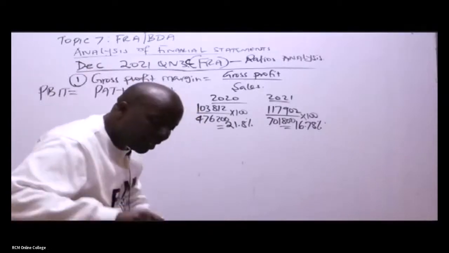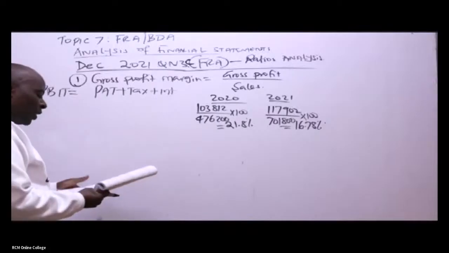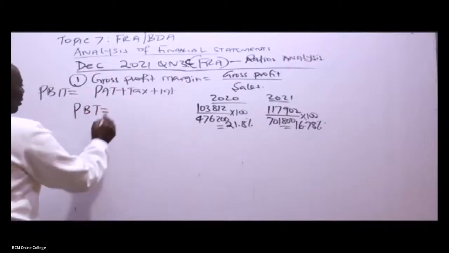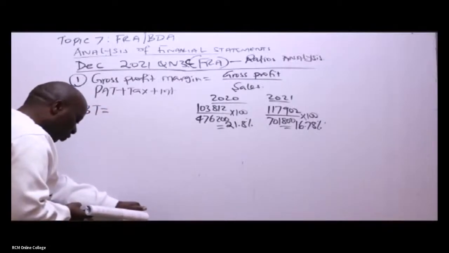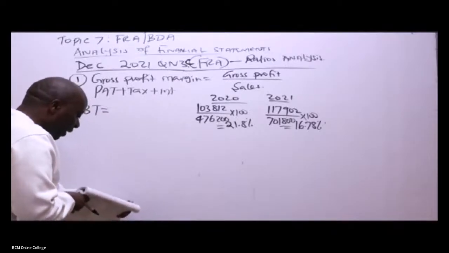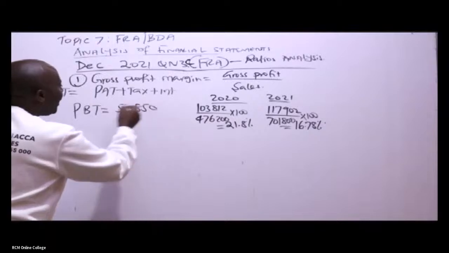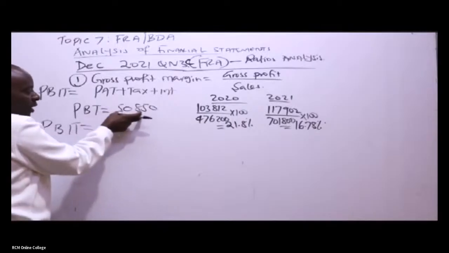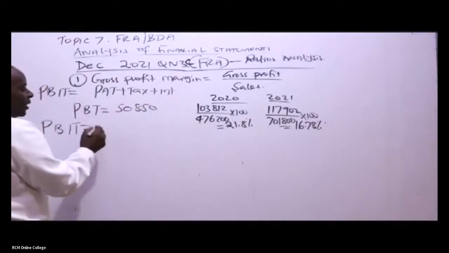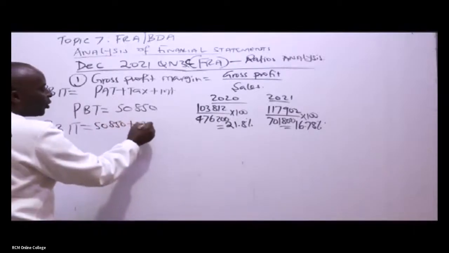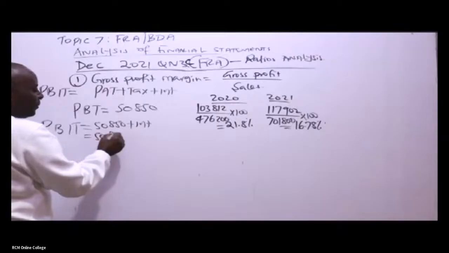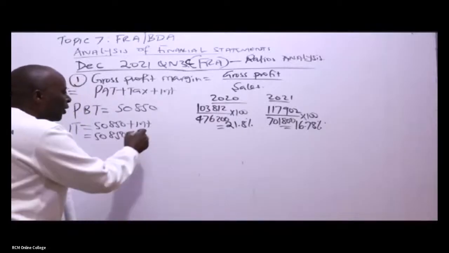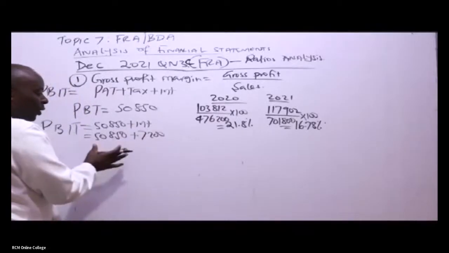So like in this question we are doing here, they have given me PBT, profit before tax of 850. And then I want to get PBIT. Then I remember as a finance student that this is after interest. How do we convert it back to PBIT? Very easy. Add the interest to it. And interest is the same as finance cost. So the finance cost there is 7,200.